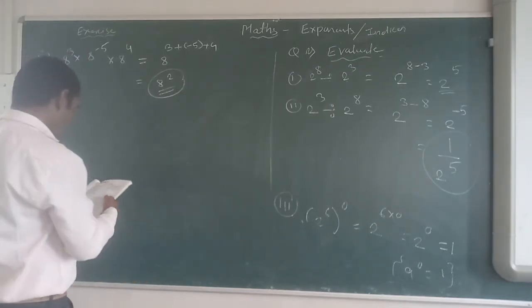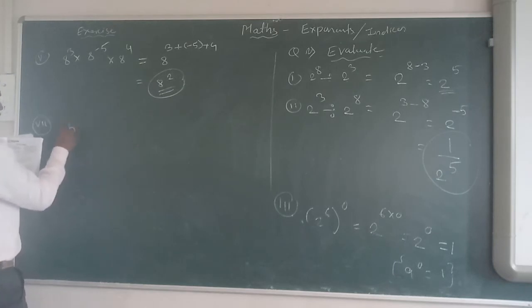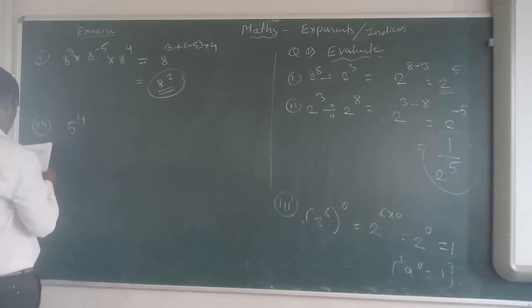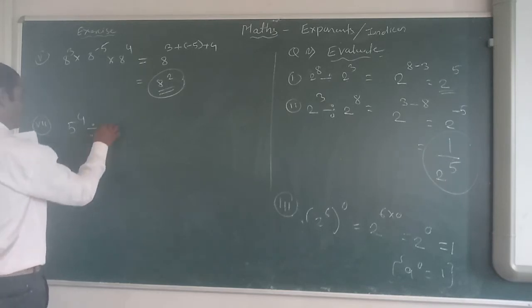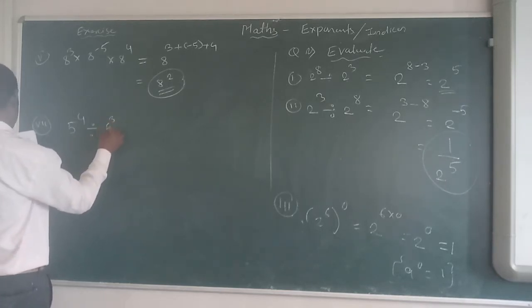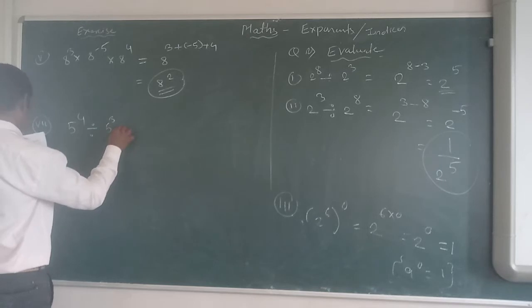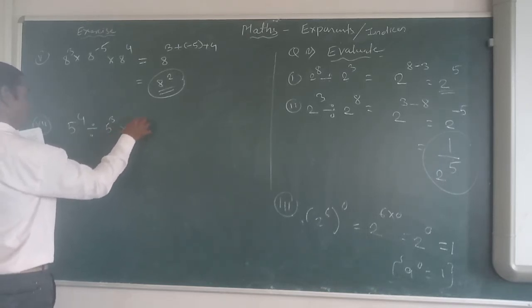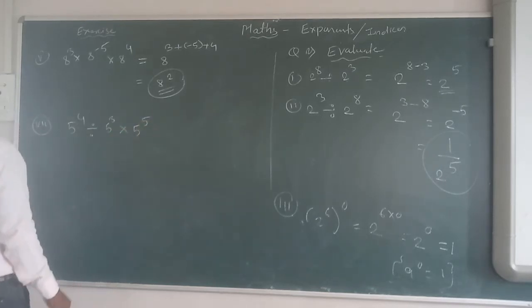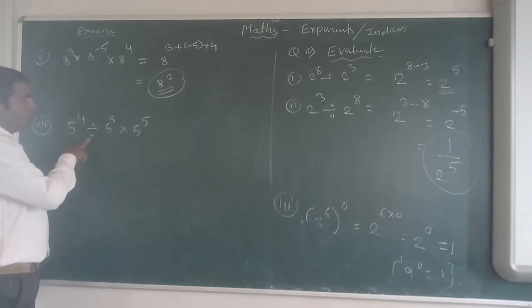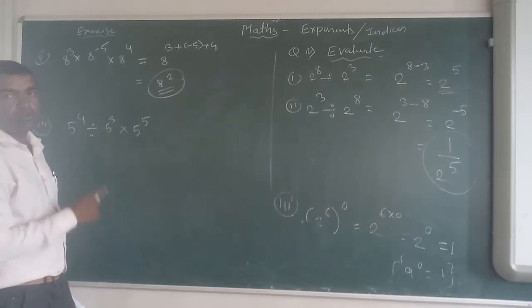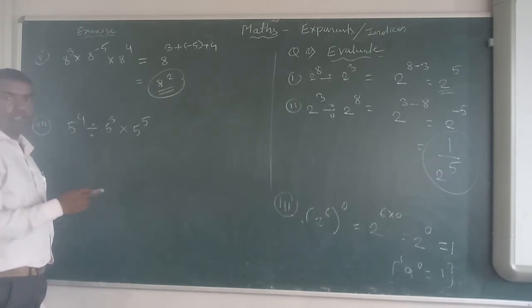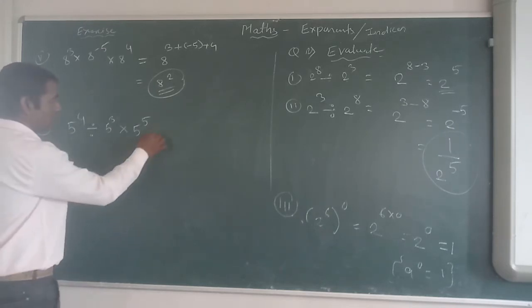Question number 7 is there. 5 raised to 4 divided by 5 raised to 3 into 5 raised to 5. Here divide and multiply are given simultaneously in one question. So here we will use both laws at a time. Which ones? Product law and quotient law.